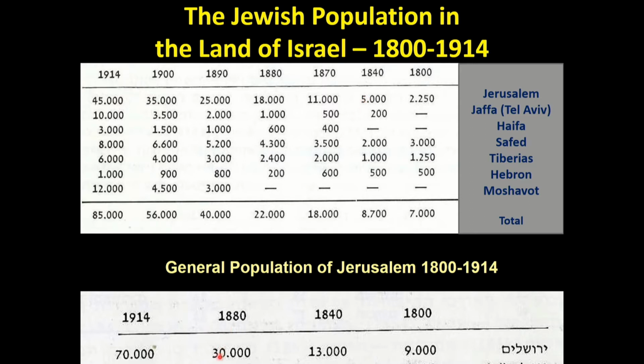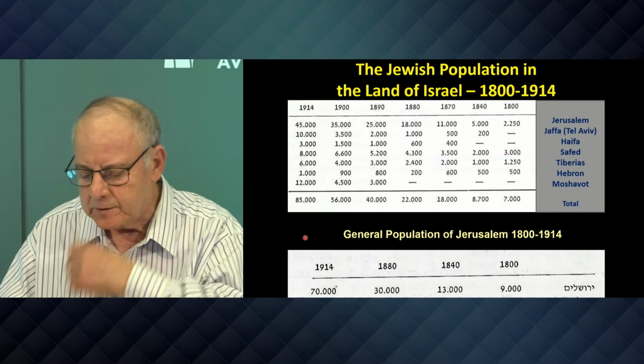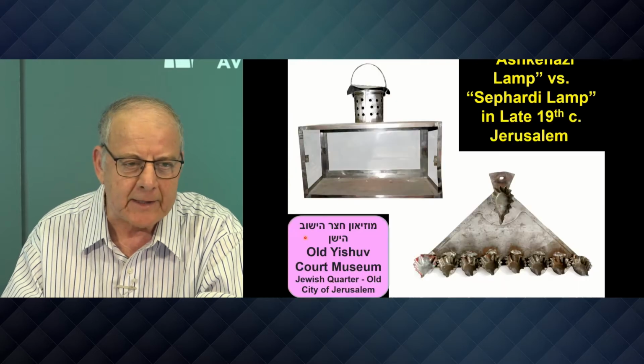Okay, 1880, 30,000 total population of Jerusalem, and 18,000 of which are Jews. And in 1914, after we already have the first aliyot, the Zionist movement is already working, and there are immigrants coming, not from the old Yishuv, the number is by now 70,000 total population of Jerusalem, 45,000 of which, 65%, are Jews. Okay, so we see how the picture changed dramatically in this period.